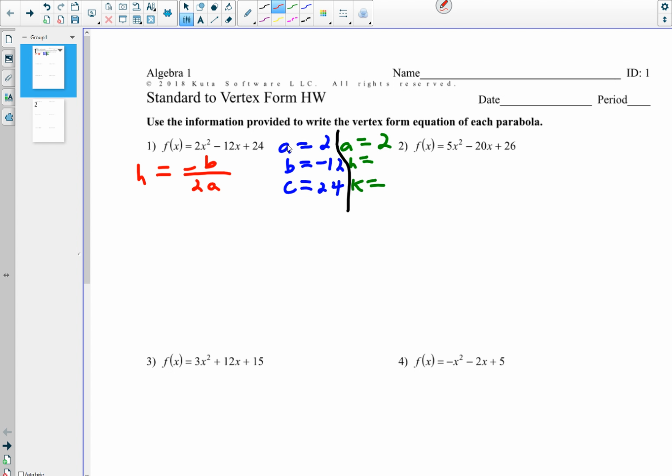So now it's just substitution. If B is already -12, what would negative B be? Positive 12. Divided by 2 times A, which is 2 times 2. I know 2 times 2 is 4. 12 divided by 4 is 3. Then the way we find K can also be interesting.